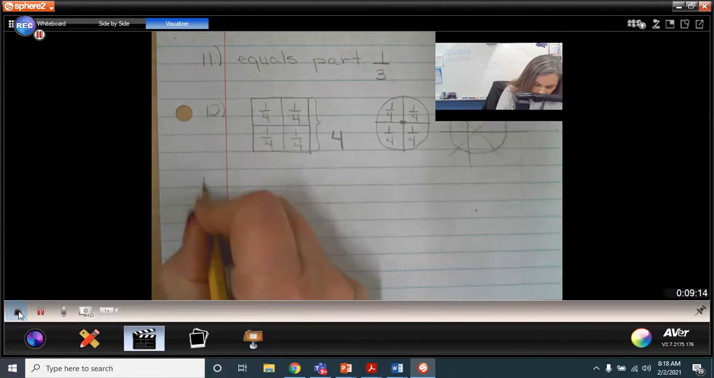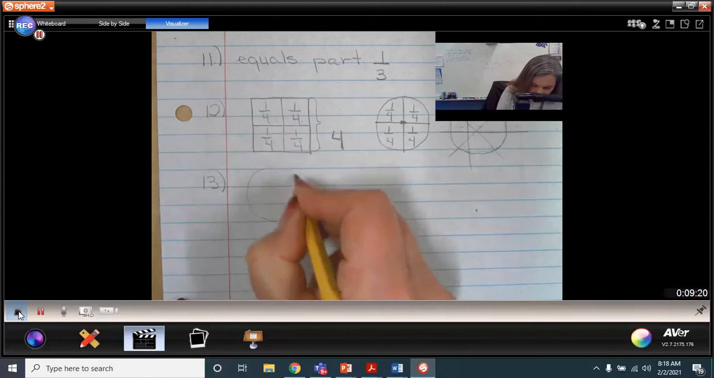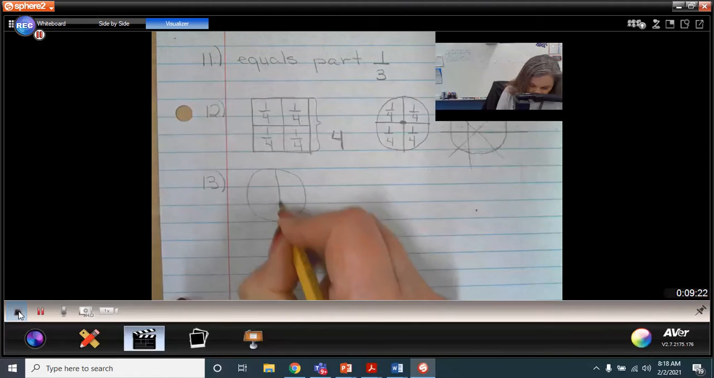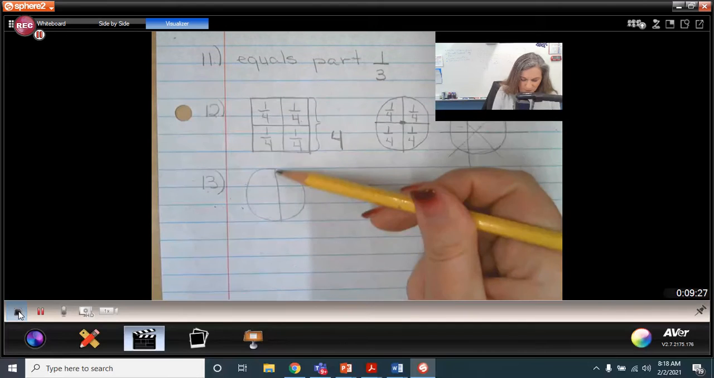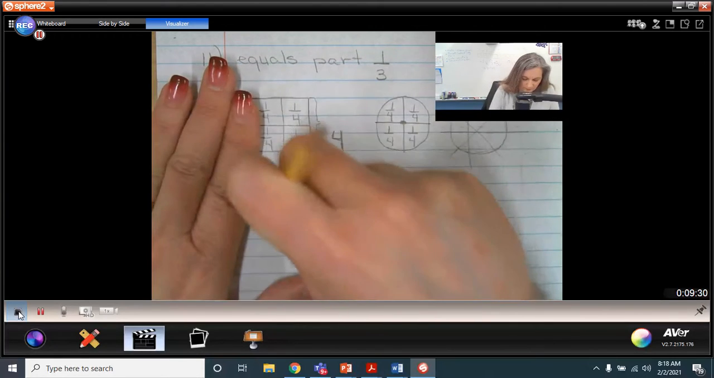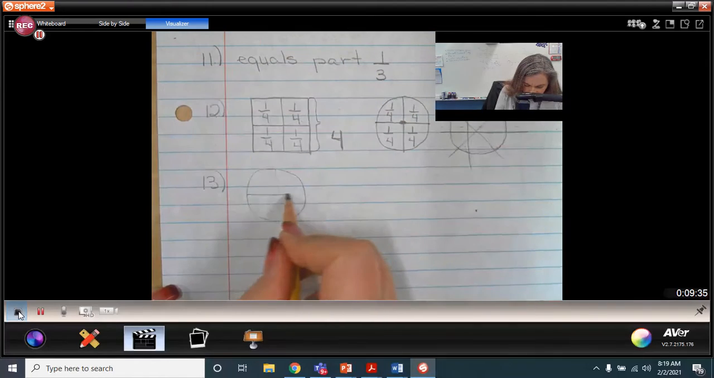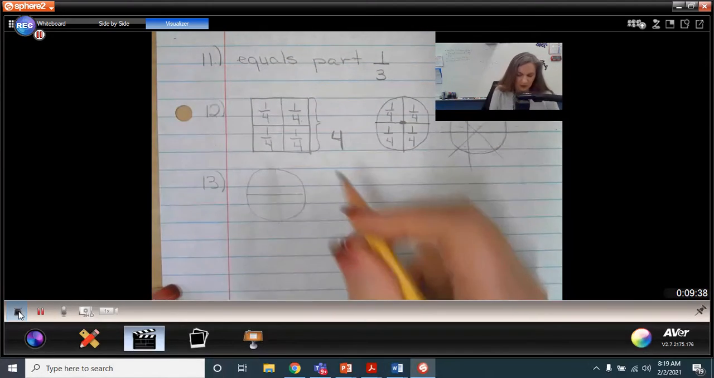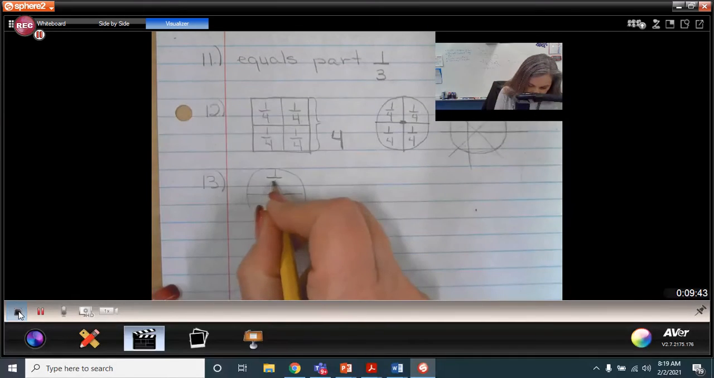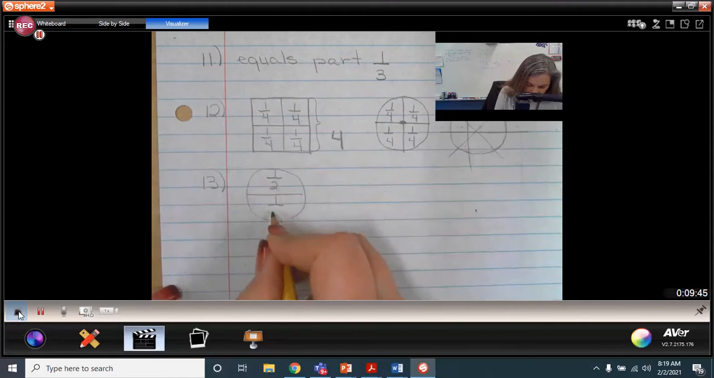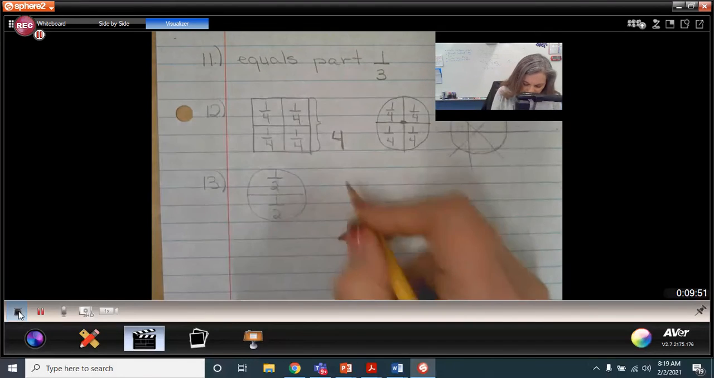It says to partition into halves. So again, I can use my circle, my understanding of circle, and I can go down the middle from top to bottom, or I can go down the middle from left to right, or any diagonal for that matter. So I'm just trying to make it easier for myself using the lines here. The blue lines are helping me keep it in the middle. So this would be 1/2, and that would be 1/2.